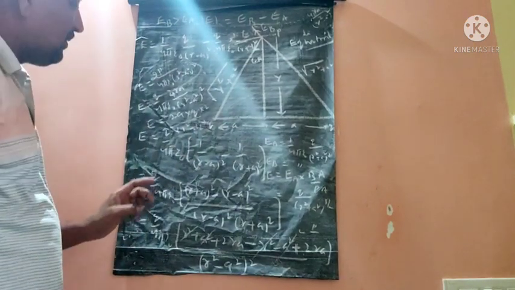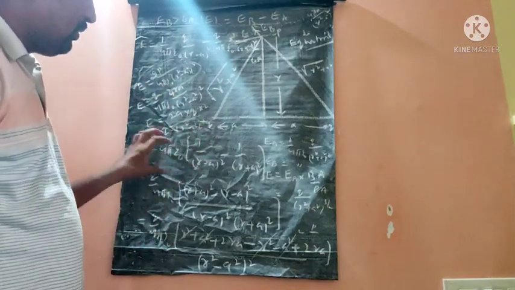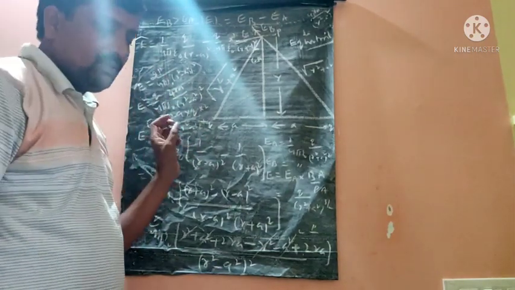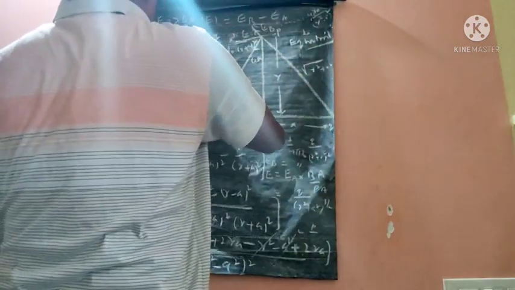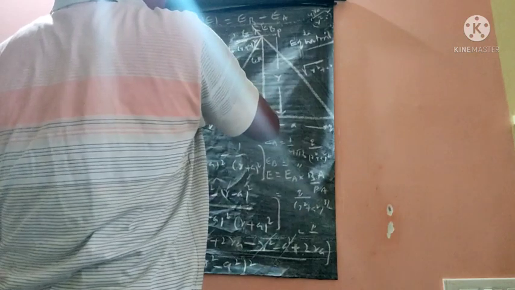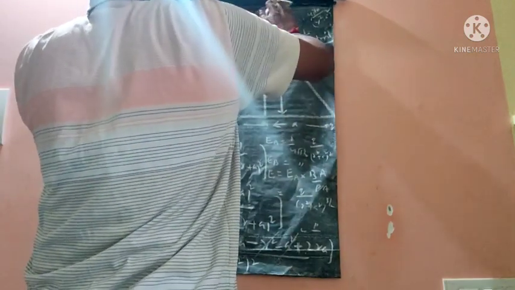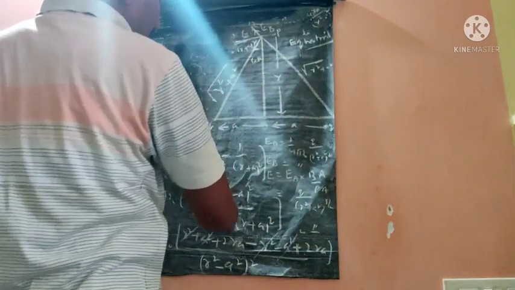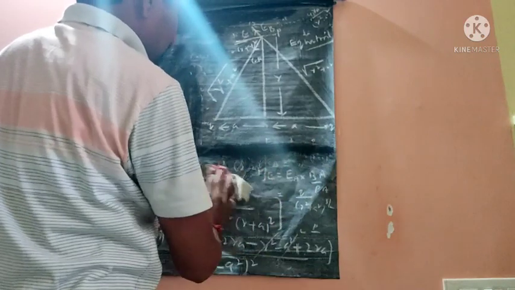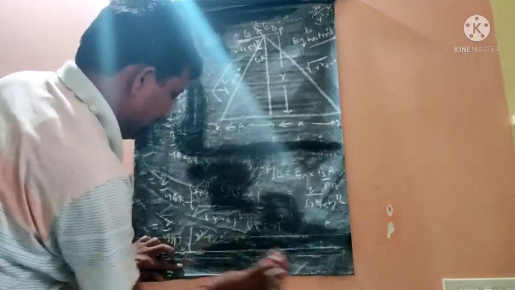So this is the electric field due to axial line. Okay, due to axial line. Now we want to find out the electric field due to equatorial line. So now we want to find out the field due to equatorial line.